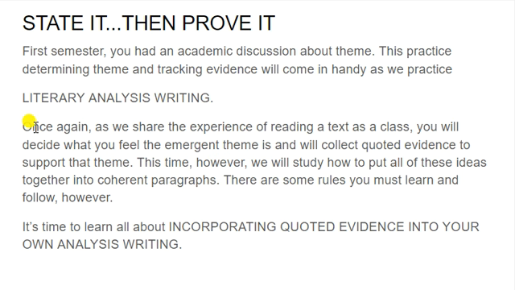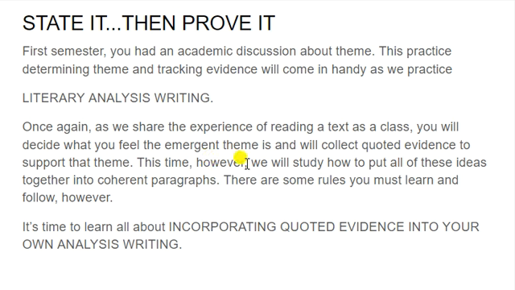That's all this means. Once again, as we share the experience of reading a text as a class, this time we're going to all read a text together again. You will decide what you feel the emergent theme is. That's a fancy way of saying which theme emerges. Okay, an emergent theme means a theme that emerges or comes forward. And you will collect quoted evidence to support that theme. So this is a process that you've already been through.